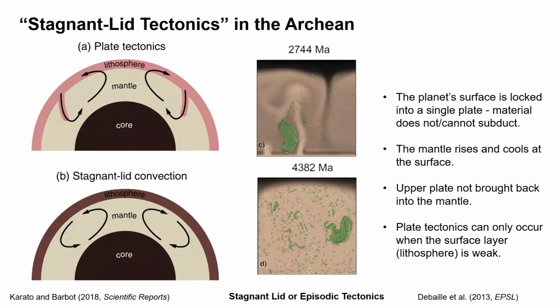And that's shown here, in contrast to a more mobile plate tectonic network shown on top. On the bottom, we have stagnant lid convection, where we have convection in the mantle, but nothing's happening in terms of the top plate. It's not really being brought down necessarily.